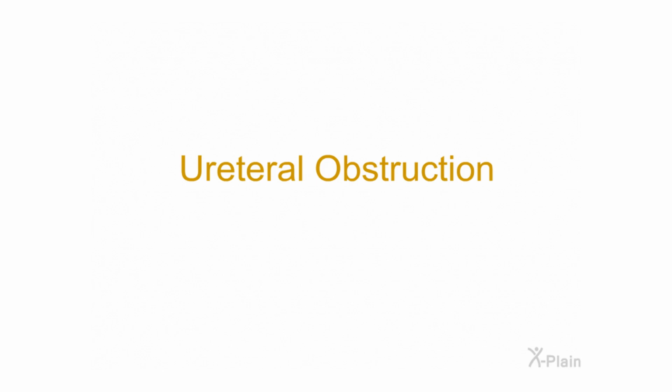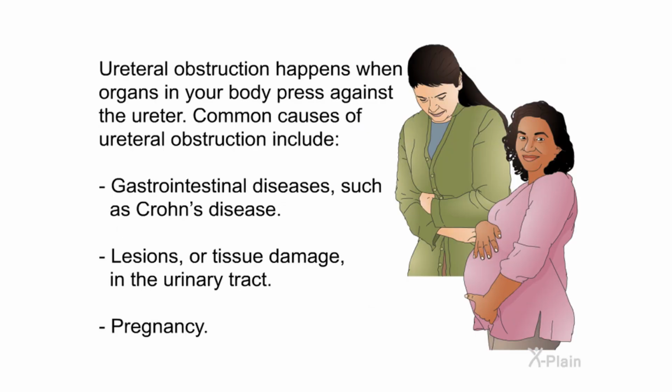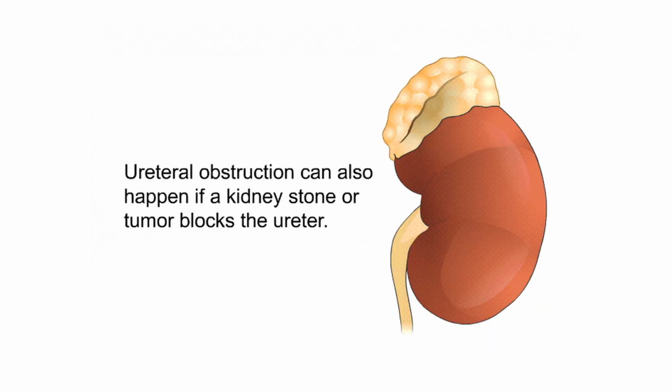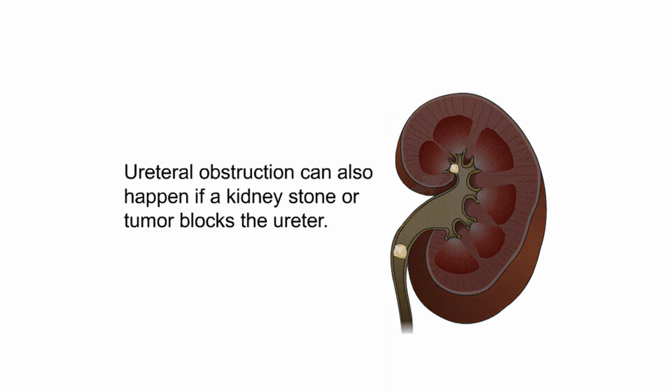Ureteral obstruction. Ureteral obstruction is a condition that affects the flow of urine from the kidney to the bladder. This can be caused by kidney stones, tumors, and other damage to the kidney. Ureteral obstruction happens when organs in your body press against the ureter. Common causes of ureteral obstruction include gastrointestinal diseases such as Crohn's disease, lesions or tissue damage in the urinary tract, and pregnancy. Ureteral obstruction can also happen if a kidney stone or tumor blocks the ureter.